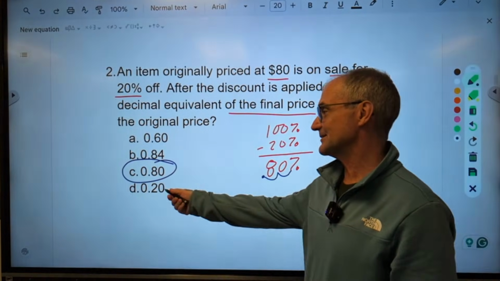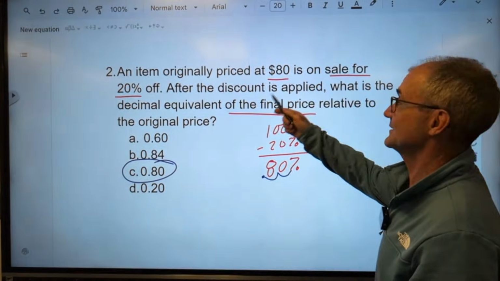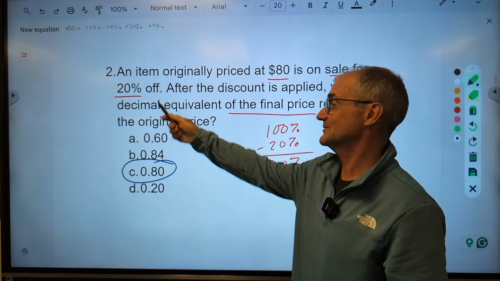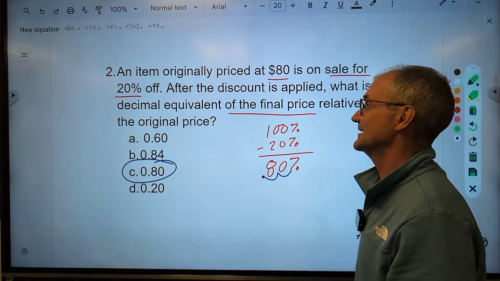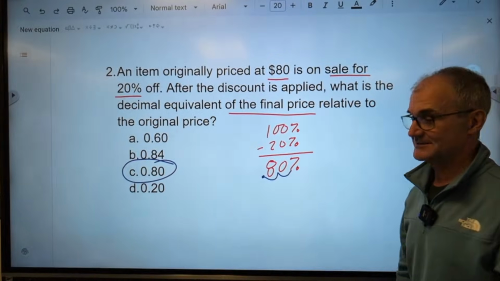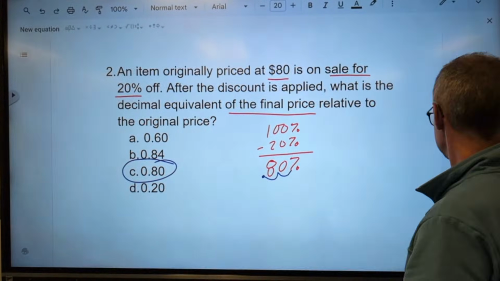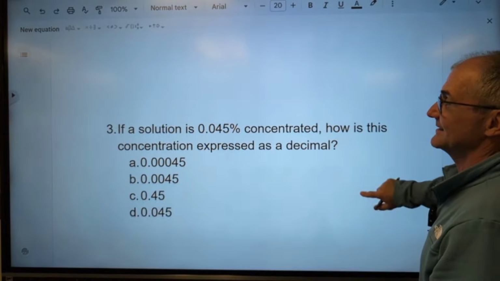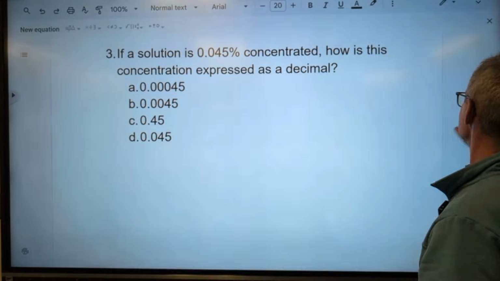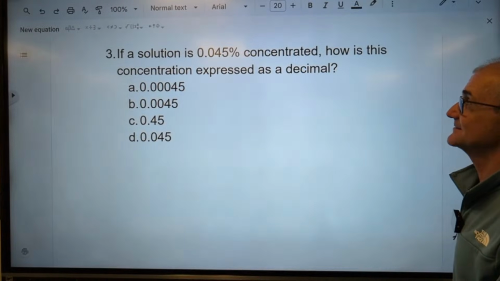Yeah, it's easy to grab that 20%, but you read 20% off, so you just convert that to a decimal. So it's really more about decoding the words. All right, very good. Let's move on to number 3. Go ahead and post your answers there in the solution.